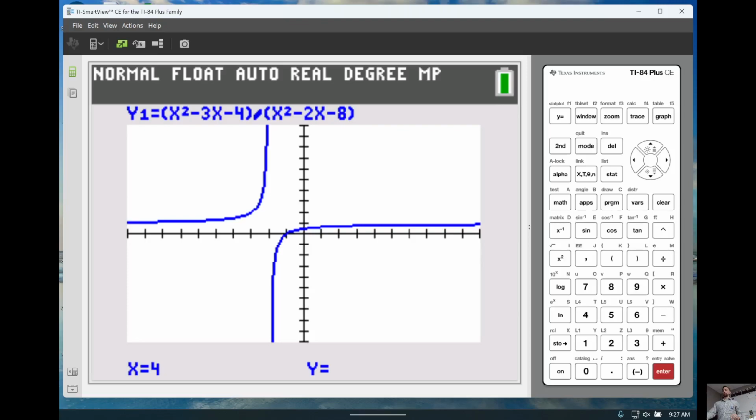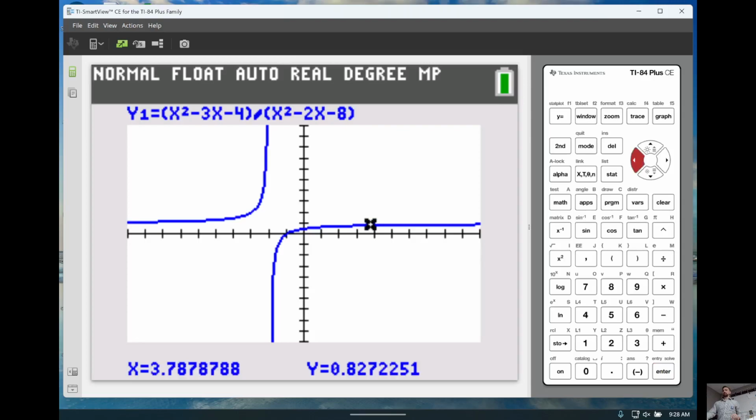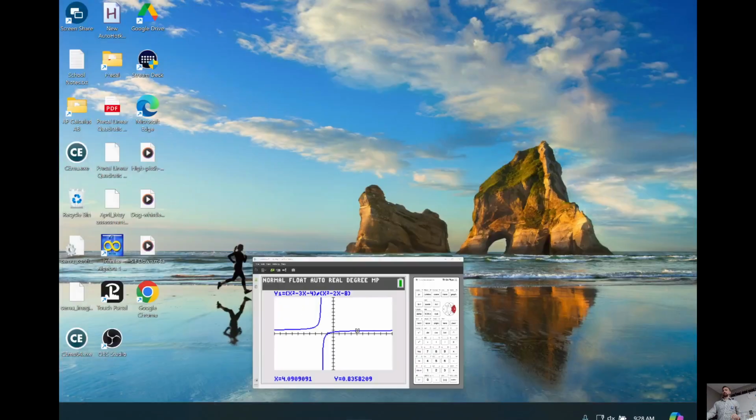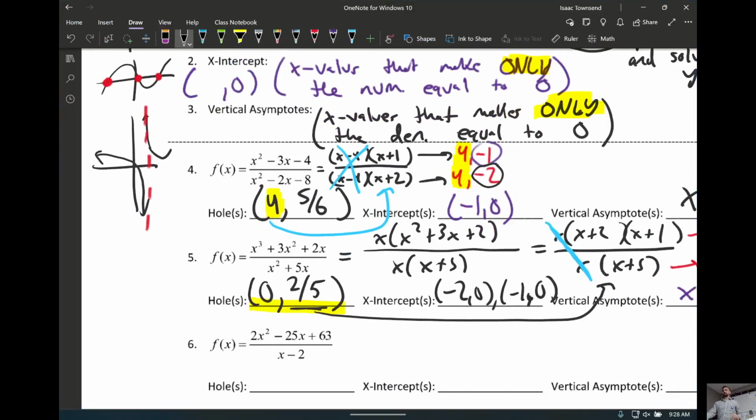And since it's hitting the points right before it and all the points right after it, and then it has to estimate which pixels to fill in, it looks like it's hitting all of those points. So simply by doing trace 4 enter, you can jump to that and see that there is a hole there, even though it doesn't look like it. And then the best way to check your y value, this isn't ideal, but if you move your cursor a little bit to the left, you can see the y value is about 0.8. Move it a little bit to the right, it's also about 0.8. And I said that the y value was 5/6.